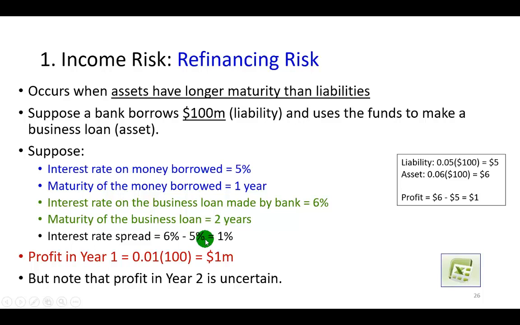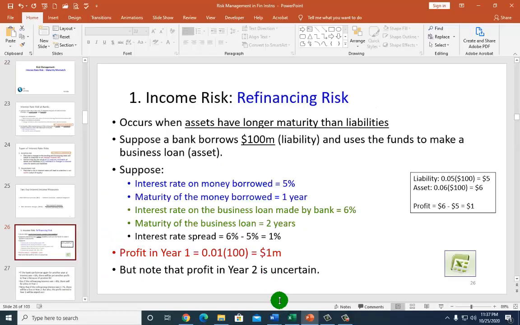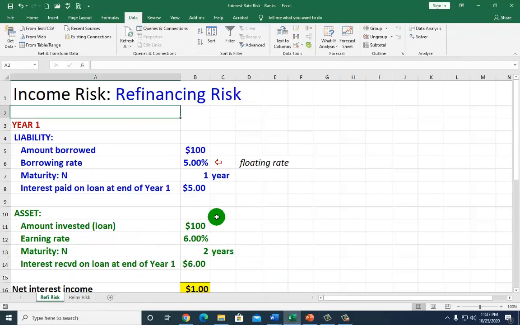Nevertheless, we know that the interest rate spread in the first year is 1%, which tells us that we can expect to earn $1 million in the first year. And you can also calculate that individually, the costs, which is $5 million, and the income, which is $6 million. The difference is $1 million right here. But the issue here, though, is that we don't really know how year two is going to shake out. So let's examine that on spreadsheets, all right, and see what we got right here.